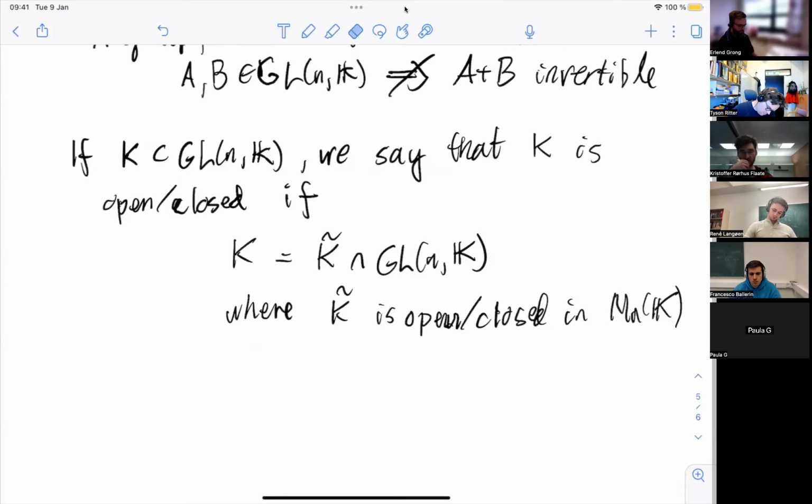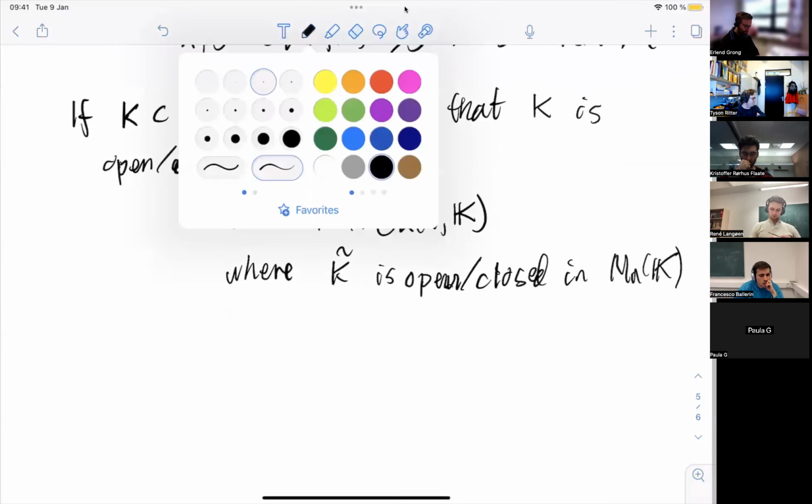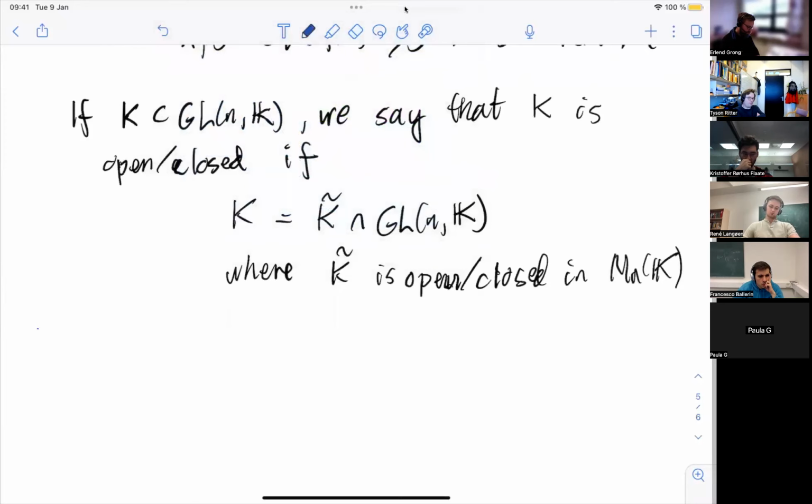So something is closed inside the general linear group if it's the intersection: you take an open or closed set of all matrices and then just include the ones that are invertible. And then there is an exercise for this week.